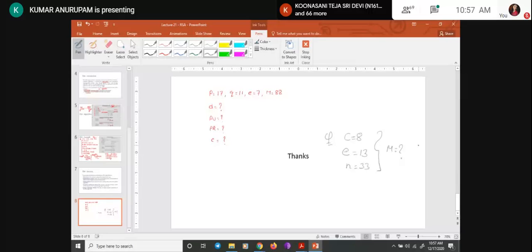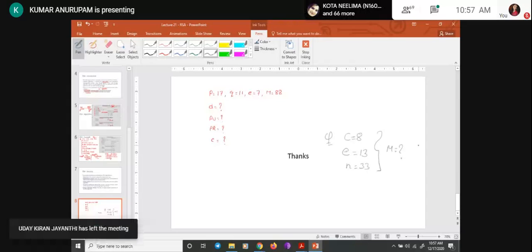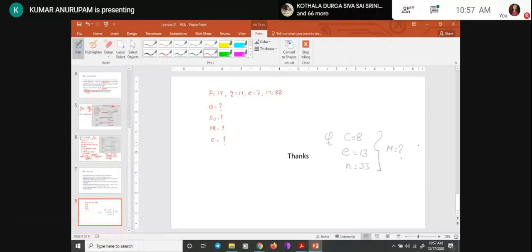You just try it. Actually, it's just a little bit of thinking. You will be able to answer it. I'm very sure that you will be able to answer this kind of question. So C is there, e is there, n is there. Can you find out M? Try doing it, reverse engineering in a different way. You have to think and find out the value of M. Next time you can tell your solution.